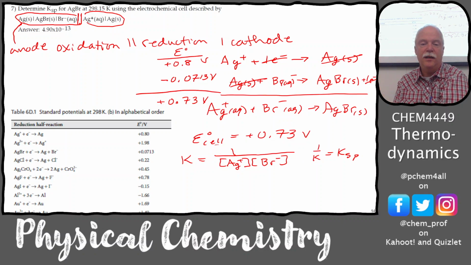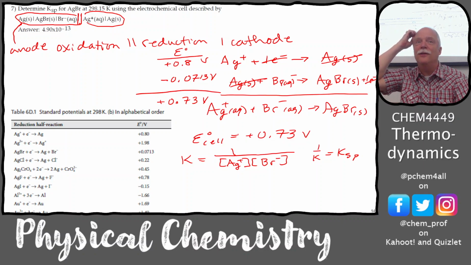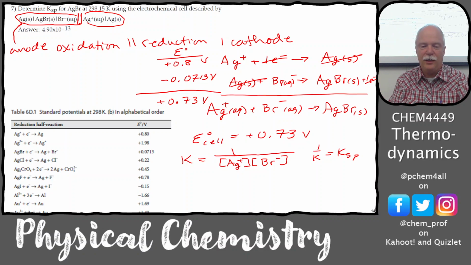How is E cell related to K? That's the trick. Is E cell related to any other thermodynamic values that we could use to get to K? Delta G, that's the one. So we've got to go through delta G to get to K. And I've got E cell, now I can calculate delta G. Okay, so let's go ahead and write this out.